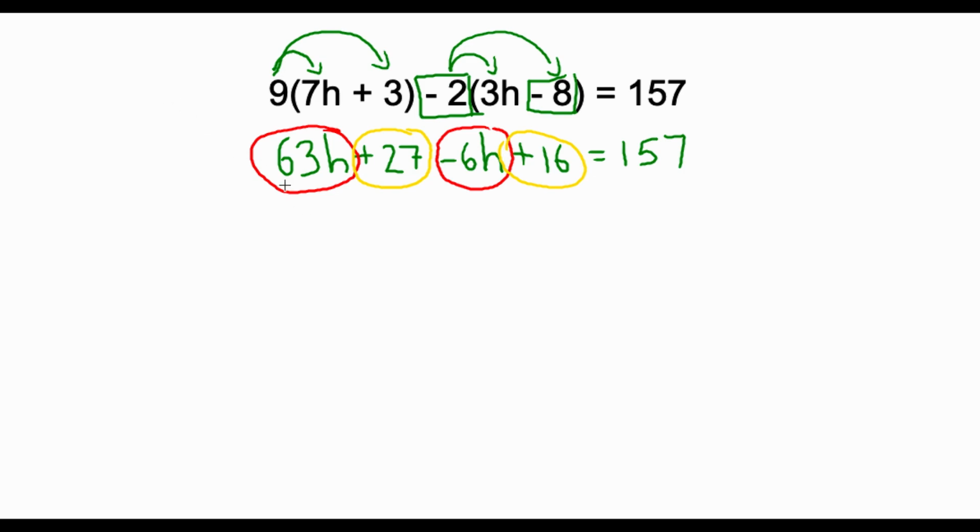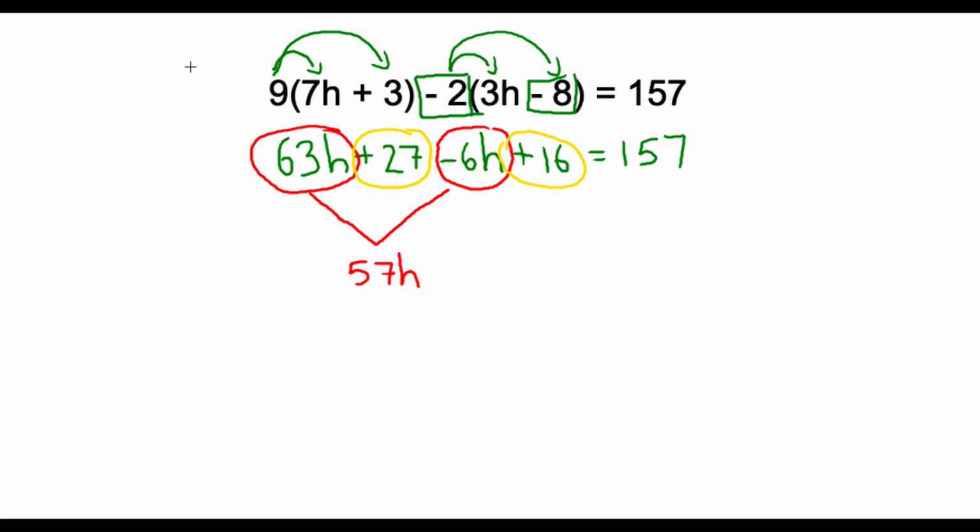So what I'm going to do here is bring down the h term and combine them. Now, when you combine them, it's not going to be 63h plus 6h. It's actually going to be 63h minus 6h. You're going to use the subtraction here, instead of the addition, because the addition belongs to the 27. All right, so it's 63h minus 6h. That's how you know whether you got to add or subtract. You look at the sign in front of the term to do the operation. All right, so 63h minus 6h is going to give us 57h.